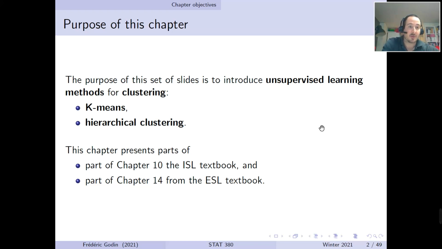we will describe the clustering problem next, but we will see two main methods within this chapter for clustering. The first one is the K-means algorithm, and the second one is hierarchical clustering. The chapter presents part of chapter 10 from the ISL textbook and parts of chapter 14 from the more advanced ESL textbook.